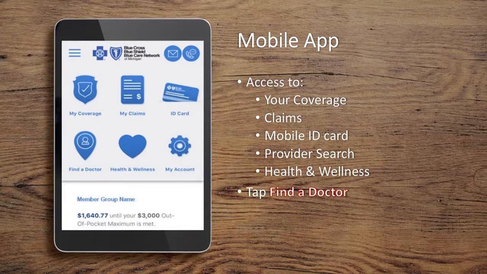From here, you can view your benefits, track your claims and view your explanation of benefits, view a mobile ID card, search for a doctor or other healthcare professional, access the health and wellness area, and manage your member account. You'll notice your cost-sharing amounts are populated here to give you a snapshot of your healthcare spending. To search for a provider, let's start by selecting Find a Doctor.